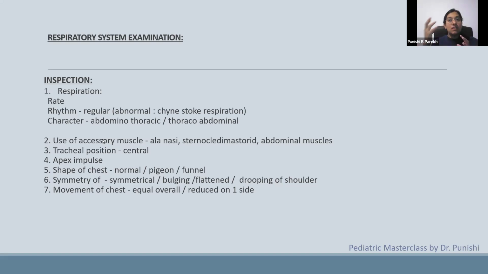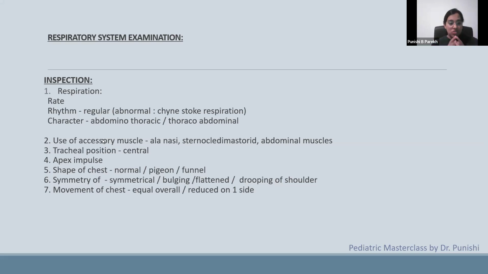So if there's chronic collapse or fibrosis of the lung on one side, that particular side will look drooped. So there'll be little drooping on that particular side. So that is again suggestive of a long-standing chronic illness. Bulging or flattened. So let's say the child has had an acute episode of trauma with pneumothorax. Then probably that side of the chest will look a little bulging, but otherwise, more so, the chest will look pretty symmetrical on both the sides.